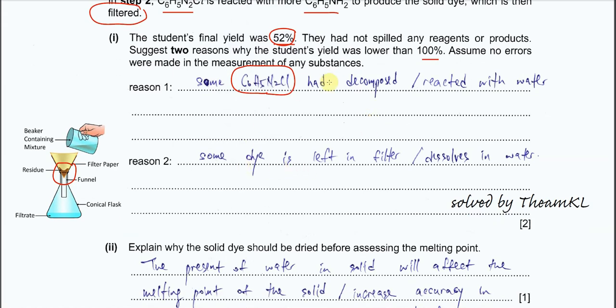The second reason is this. So this answer is all in the marking scheme, I just try to explain why. Reason 2 is that some dye is left in the filter. After the filtration, we get the residue from the filter paper, but you have to understand some of the dye will stick on the filter paper and on the apparatus, and it's hard to take it out. So there is going to be some mass loss during the filtration. Or you can say that because the dye can somehow dissolve in water, during the filtration we cannot totally get all the solid dye.